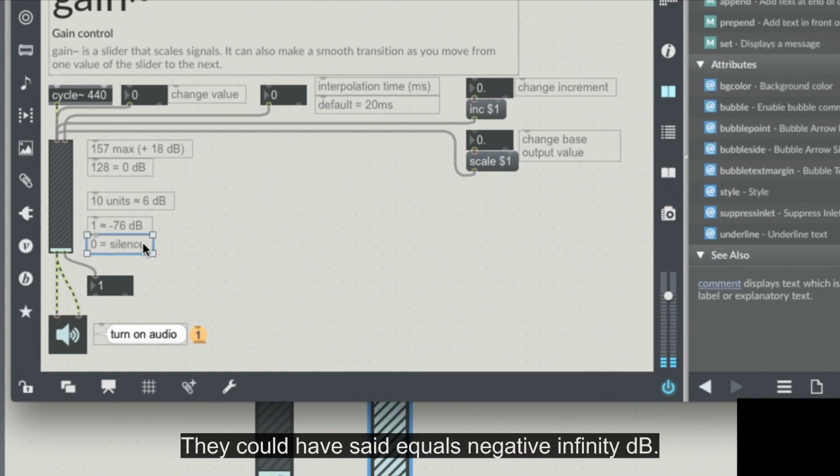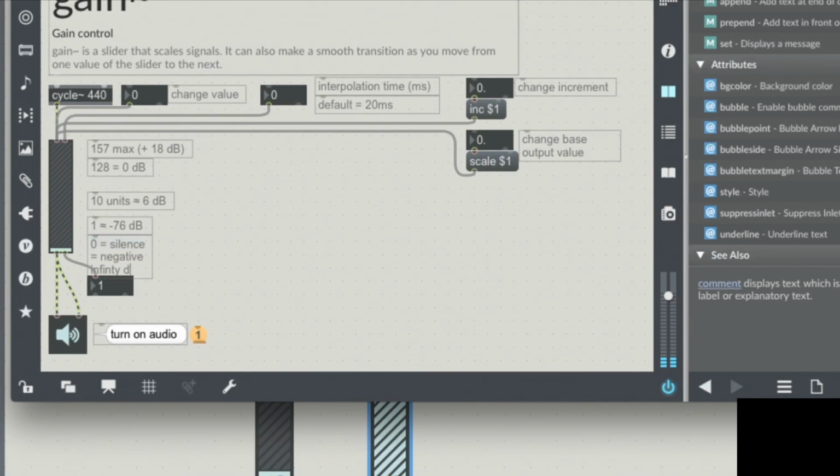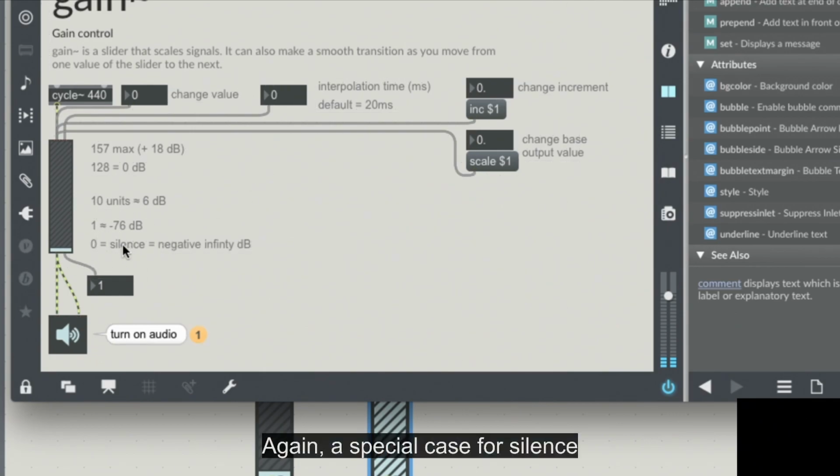They could have said equals negative infinity dBs, but maybe I don't know how to write an infinity. Here, I'll do equals negative infinity dB, Command J. Okay, so again, a special case for silence when you're using the decibel scale to deal with amplitude.